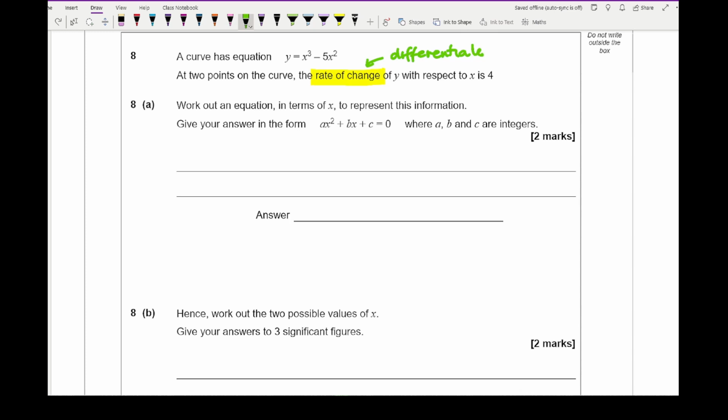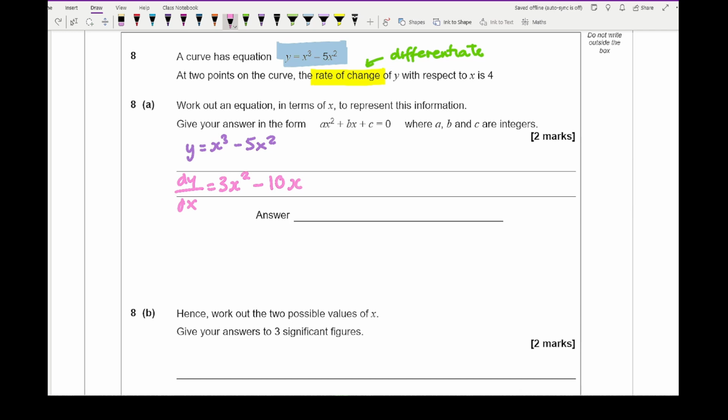And so what we need to do is differentiate this equation here. So if y equals x cubed minus 5x squared, then what we need to do is work out the dy over dx. Now remember, when you're differentiating, you move the power to the front and lower the power by 1. So what we end up with is 3x squared minus 10x.